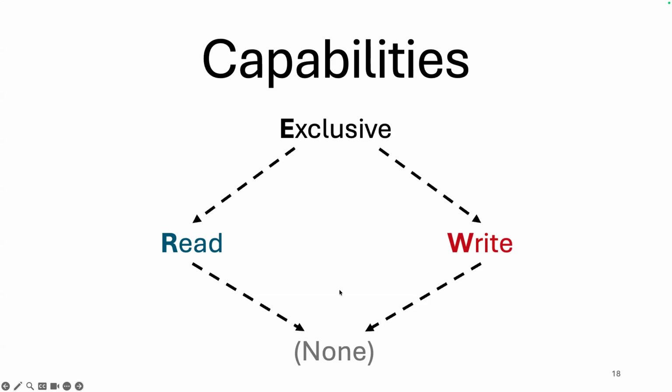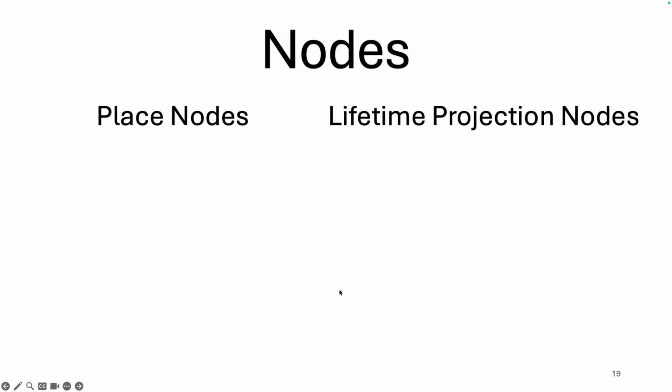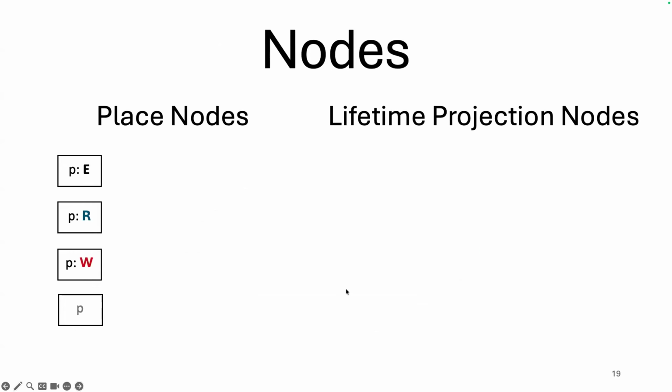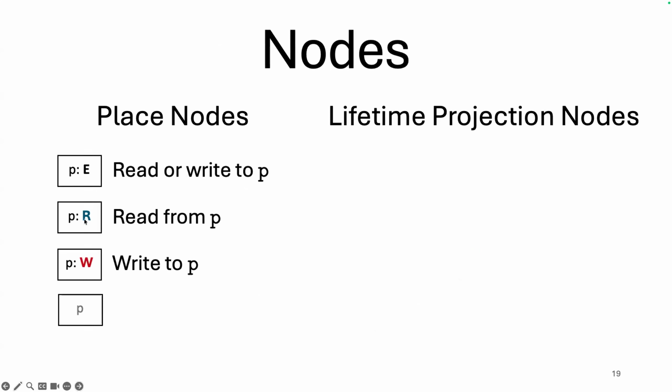For nodes, as I mentioned, we have place nodes and lifetime projection nodes. The place nodes are just a pair of a place and a capability. So this top one denotes having exclusive capability to place P at a particular program point, which means that the compiler thinks it's okay to either read or write from P. It's also possible to have just read or just write. And then a place could have no permission if it was being borrowed. If you create a mutable borrow to a place, that place becomes unusable so long as the borrow is live.